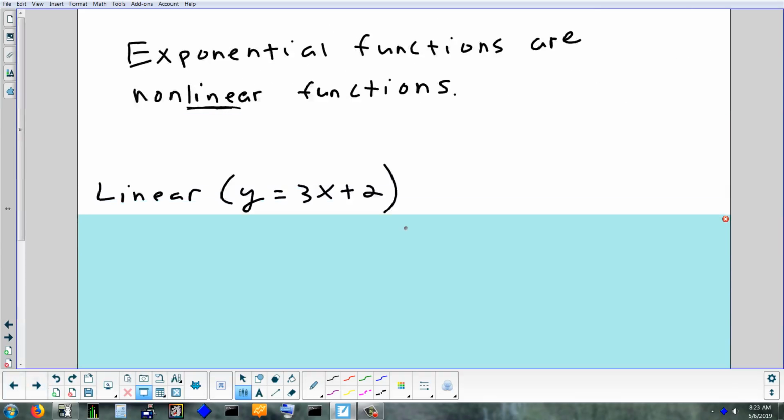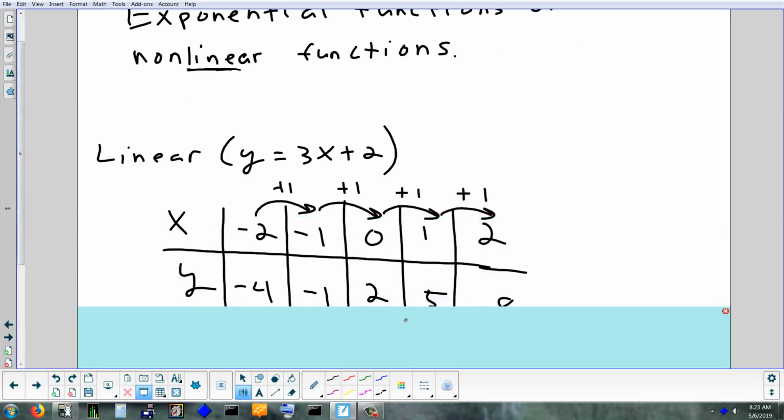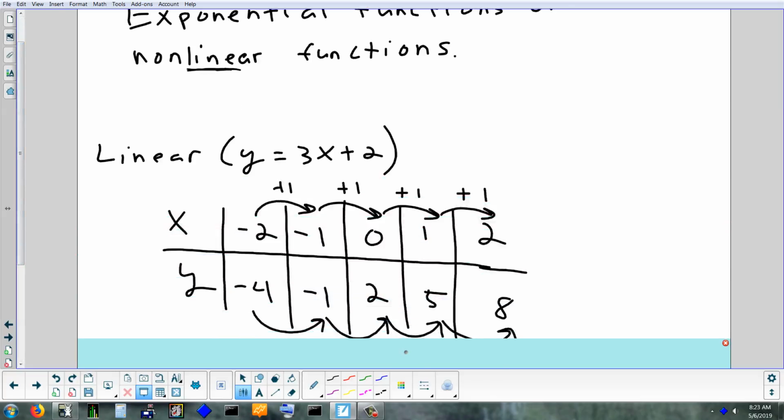Okay? That's an example of a linear function. You guys told me this earlier. Y equals mx plus b. Right? Now, guys, another reason why we know that's linear is because there's no exponents, right? There's no numbers as exponents. There's no variables as exponents.